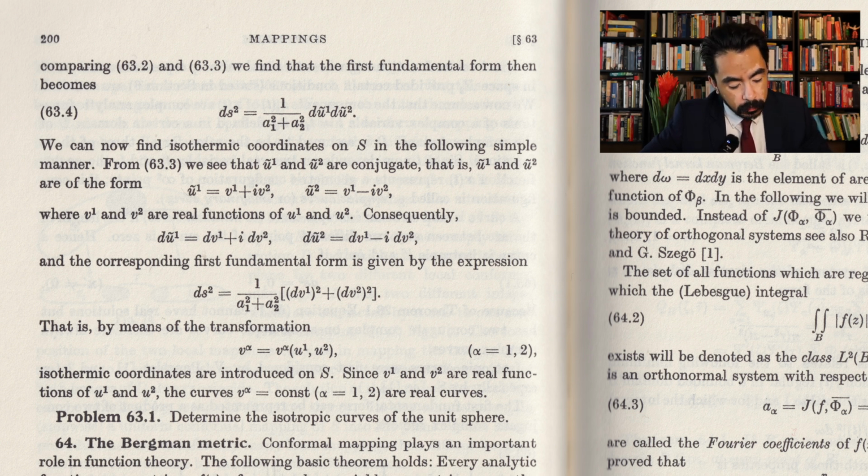And the corresponding first fundamental form is given by the expression ds squared is equal to 1 over the quantity a_1 squared plus a_2 squared, times the quantity dv1 squared plus dv2 squared. That is, by means of the transformation v alpha given by a function v alpha in terms of u1 and u2, where alpha is 1 or 2, isothermic coordinates are introduced on the surface S. Since v1 and v2 are real functions of u1 and u2, the curves where v alpha is equal to a constant, where alpha can be 1 or 2, are real curves.